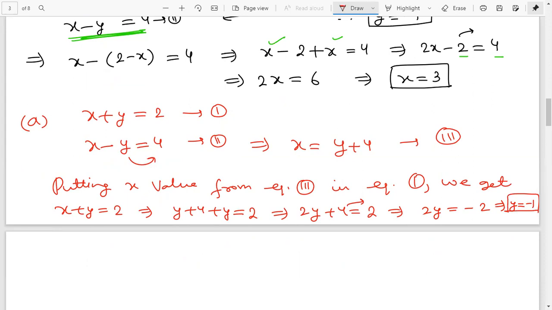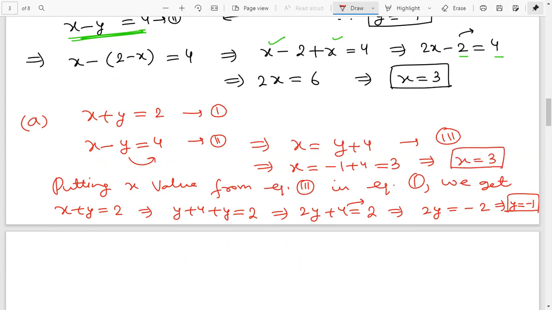Now we have to find the x value. We can put the y value here, and then we can get the x value. So this implies x will be equal to y plus 4, minus 1 plus 4, that is 3. So this implies x equal to 3. X equal to 3, correct.